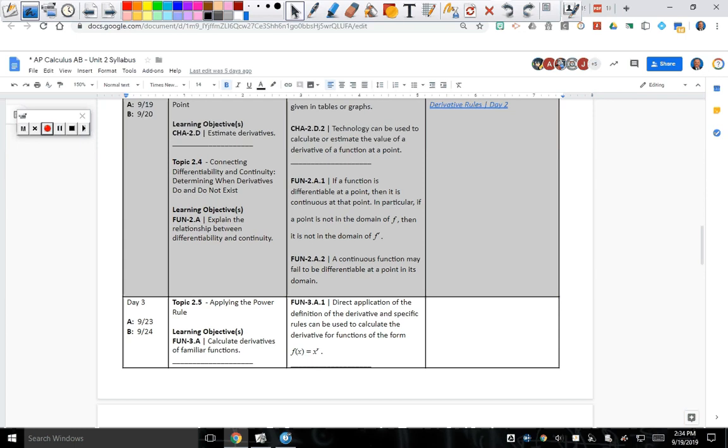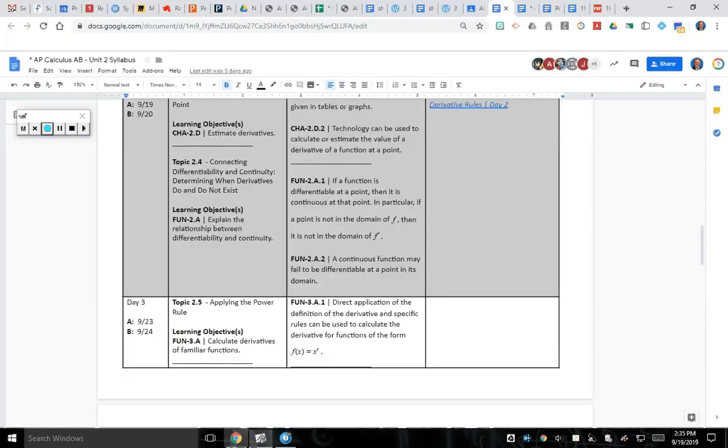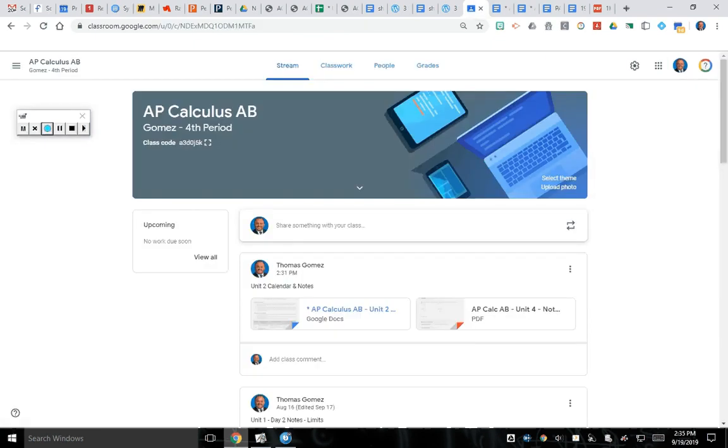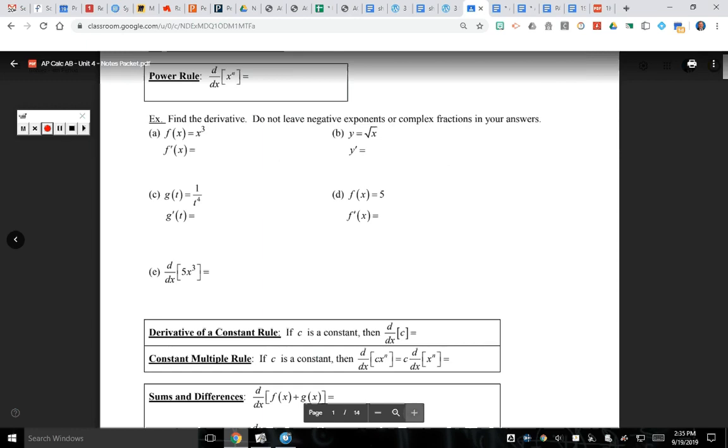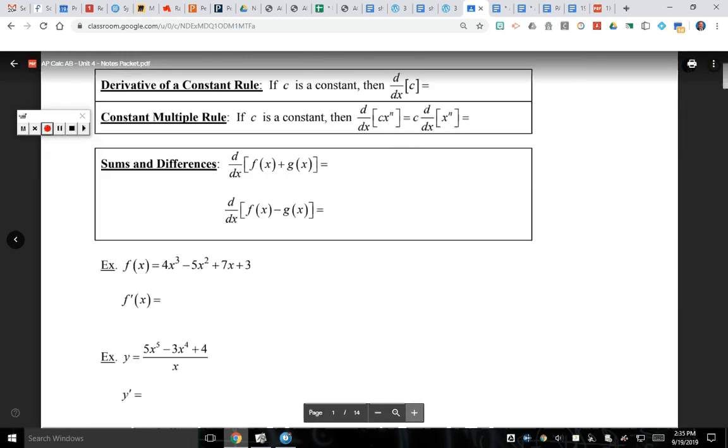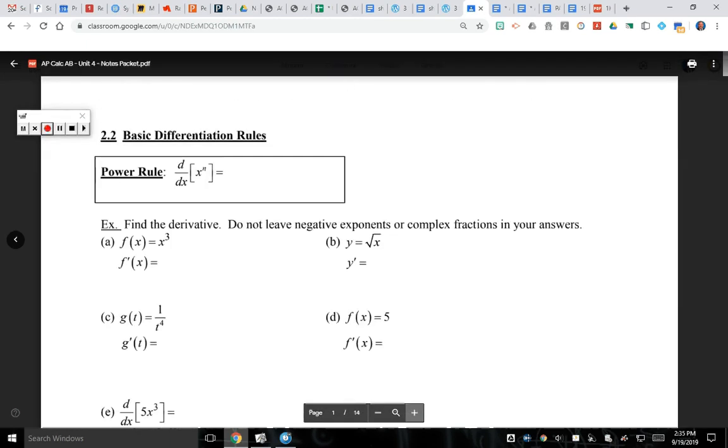Today is a huge conceptual day. It's a huge conceptual day for sure, as far as what are you deriving, why are you deriving it, and what are you solving for, input or output values, okay? So here we go. In that same post, let's go to Google Classroom. I want you to open up the notes PDF that I gave you. And we're going to go to where it says power rule.